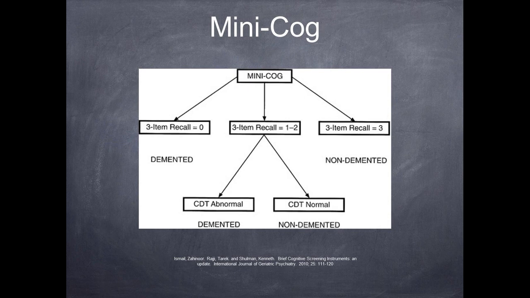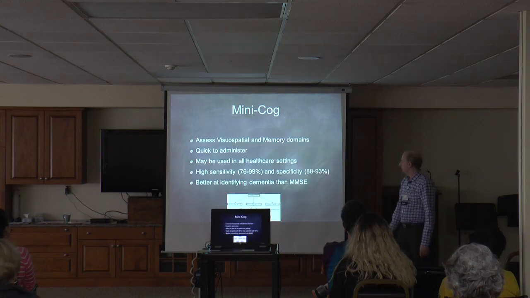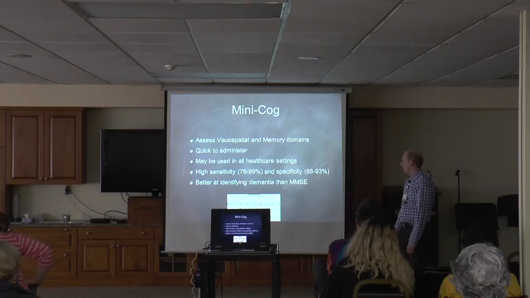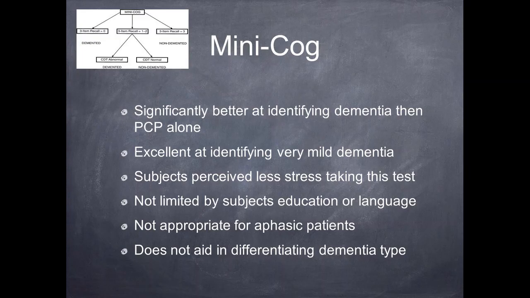And if they get none of the three words right, probably dementia. Again, it covers visual, spatial, and memory domains. It's quick to administer across all healthcare settings. And I'd argue, if you remember, back a bit we were looking at the sensitivity and specificity of the MSE. This is darn near on par with that. And I think that has a lot of face value, in my opinion. It's better than a primary care doc identifying dementia alone, who should be looking for this stuff. So I think that has some value to it.